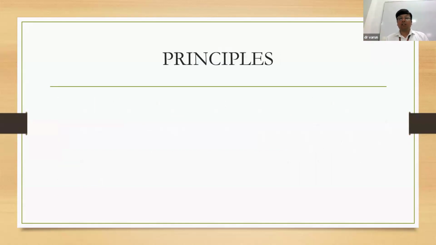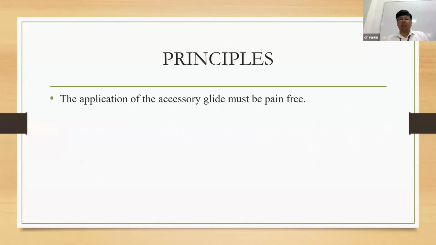So first of all, we will see the principles. Mulligan gave some principles related to this technique. The first principle given by Mulligan is that the application of the accessory glide must be pain-free. That means when we apply any technique over the patient's body, that technique must be pain-free.